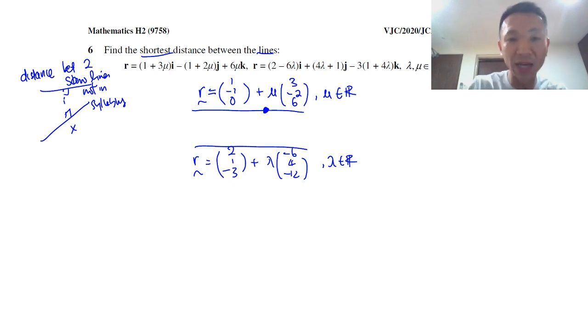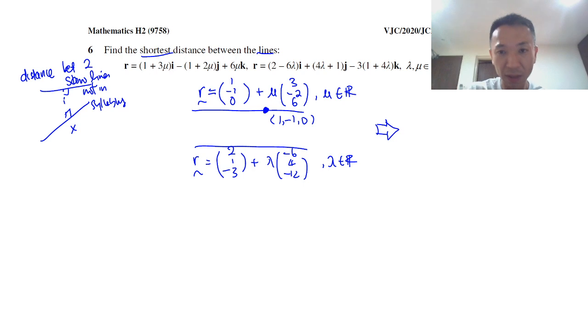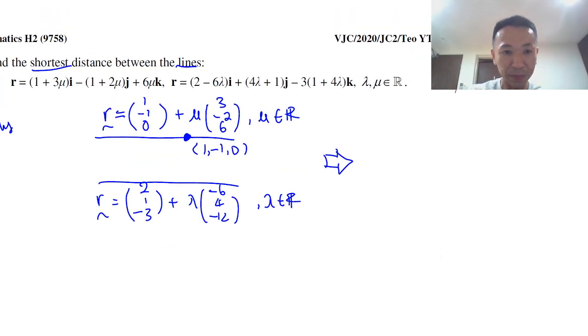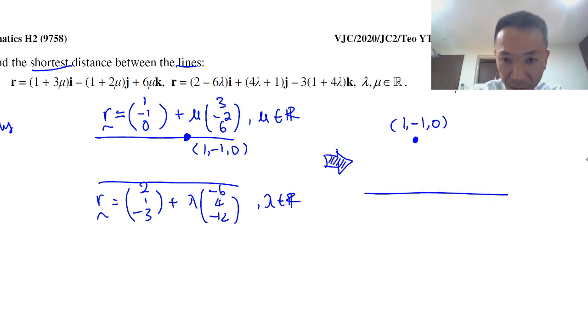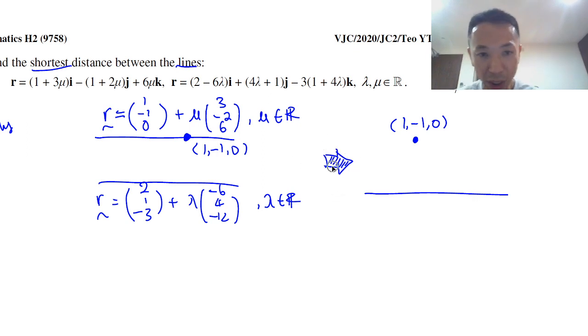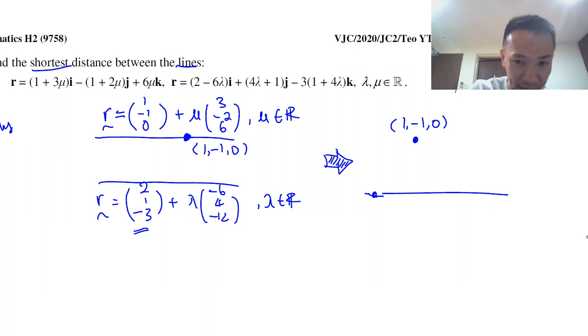So if you get the shortest distance between point and line, then you will get it. So this point, what point can this be? There are so many possibilities, but the most convenient one is the one that is provided, 1, minus 1, 0. So now actually this thing is reduced to finding shortest distance between 1, minus 1, 0 and this line. So how do you find it? I take another point on the line. Of course, in this case, it's easy to take 2, 1, minus 3.